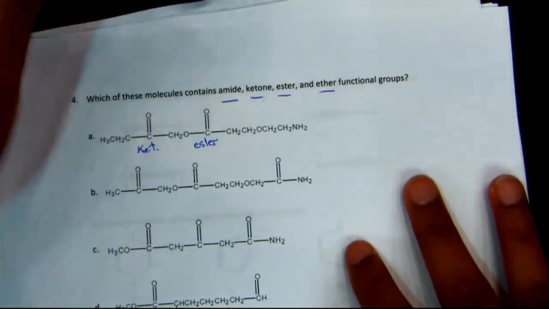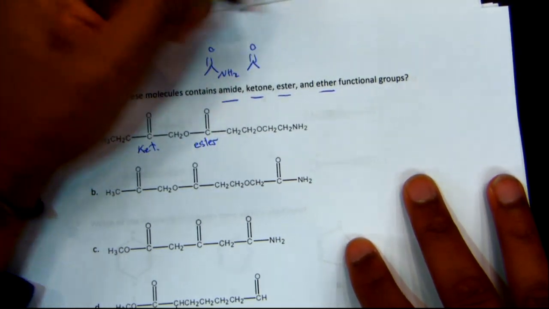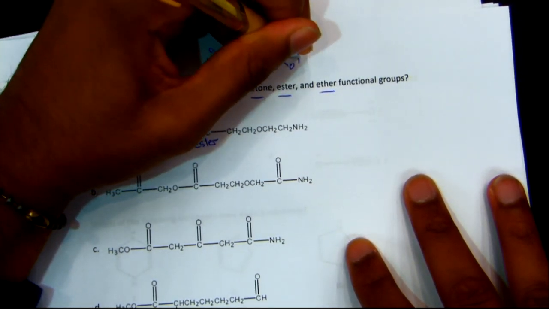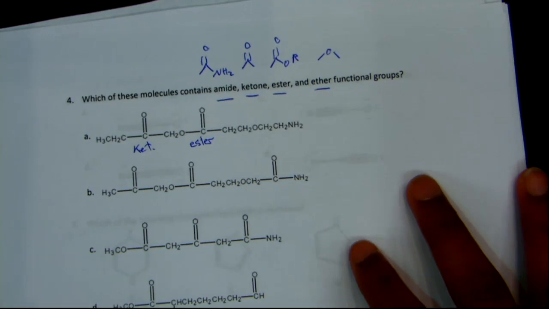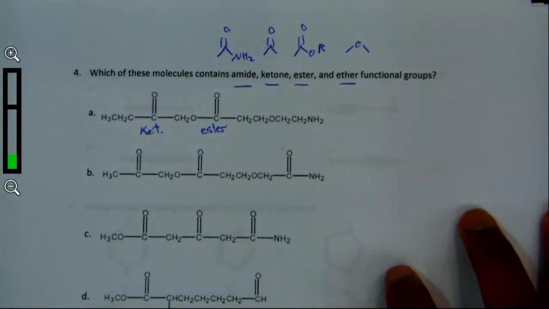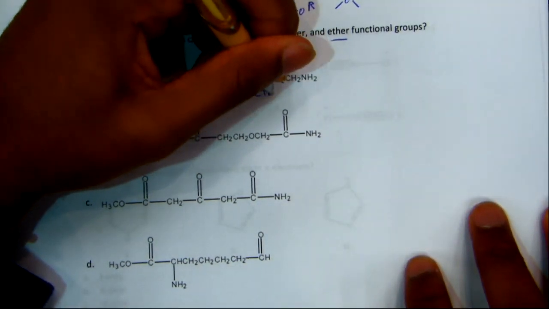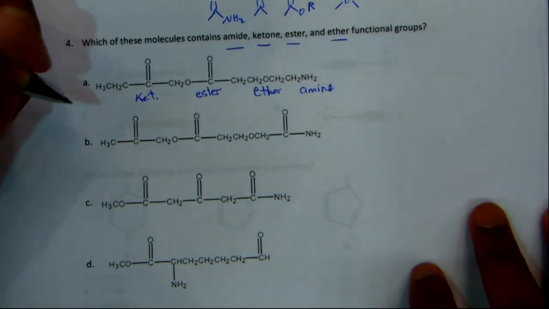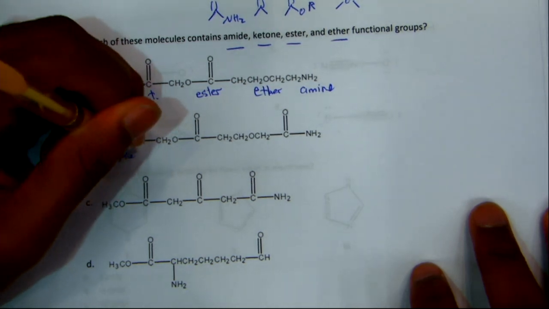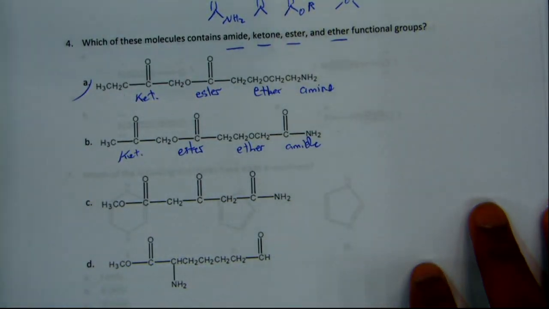I guess I'll quickly draw these up top. So this is an amide. This is a ketone. This is an ester, R group, and this is an ether. So I'm looking for all of these in one compound. Okay, so this one just has a ketone, ester, ether, and an amine. So it does not have all of them, so it's not that one. So this one's a ketone, ester, ether, amide. So I'm guessing it's B.